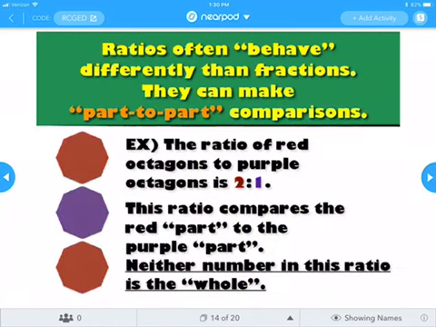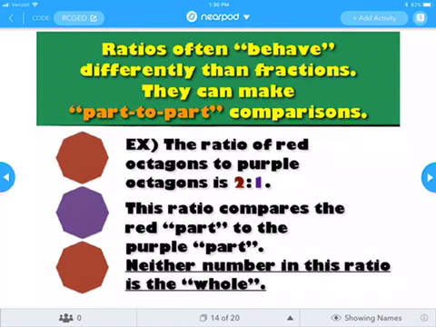However, ratios can be different than fractions, and here is why. In a ratio, you can compare part-to-part comparisons. So they do behave a little bit differently than a fraction does sometimes. So this example would be comparing the ratio of the red octagons to the purple octagons. Notice how we indicate that it is a ratio of 2 to 1. So this ratio compares the red part to the purple part. So neither number in this ratio represents a whole. Therefore, it's not a fraction.